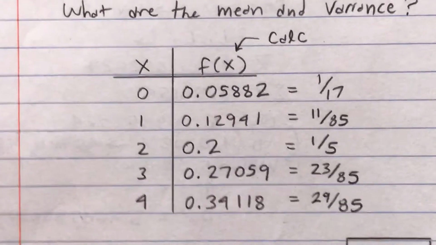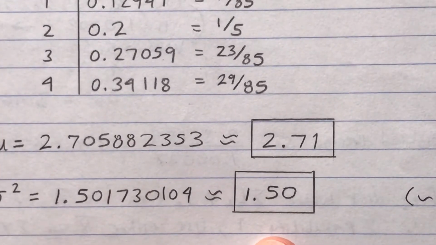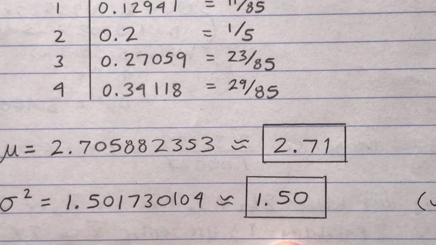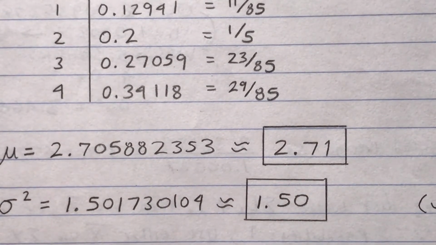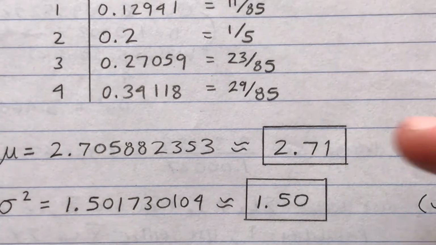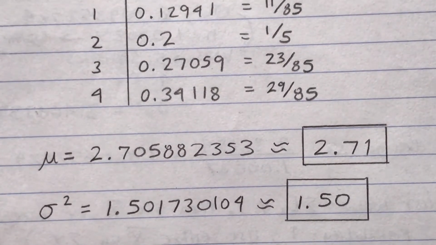Okay, so what are the mean and variance? This is what the calculator is telling me. So if they ask you to round to 2 decimal places, here they are, 2.71 for the mean and 1.50 for the variance. If you're doing your homework in Wiley Plus, be careful of the tolerance. I think it allows you some tolerance as far as your answer, but be careful with that. If that's an issue, you can let me know about it.